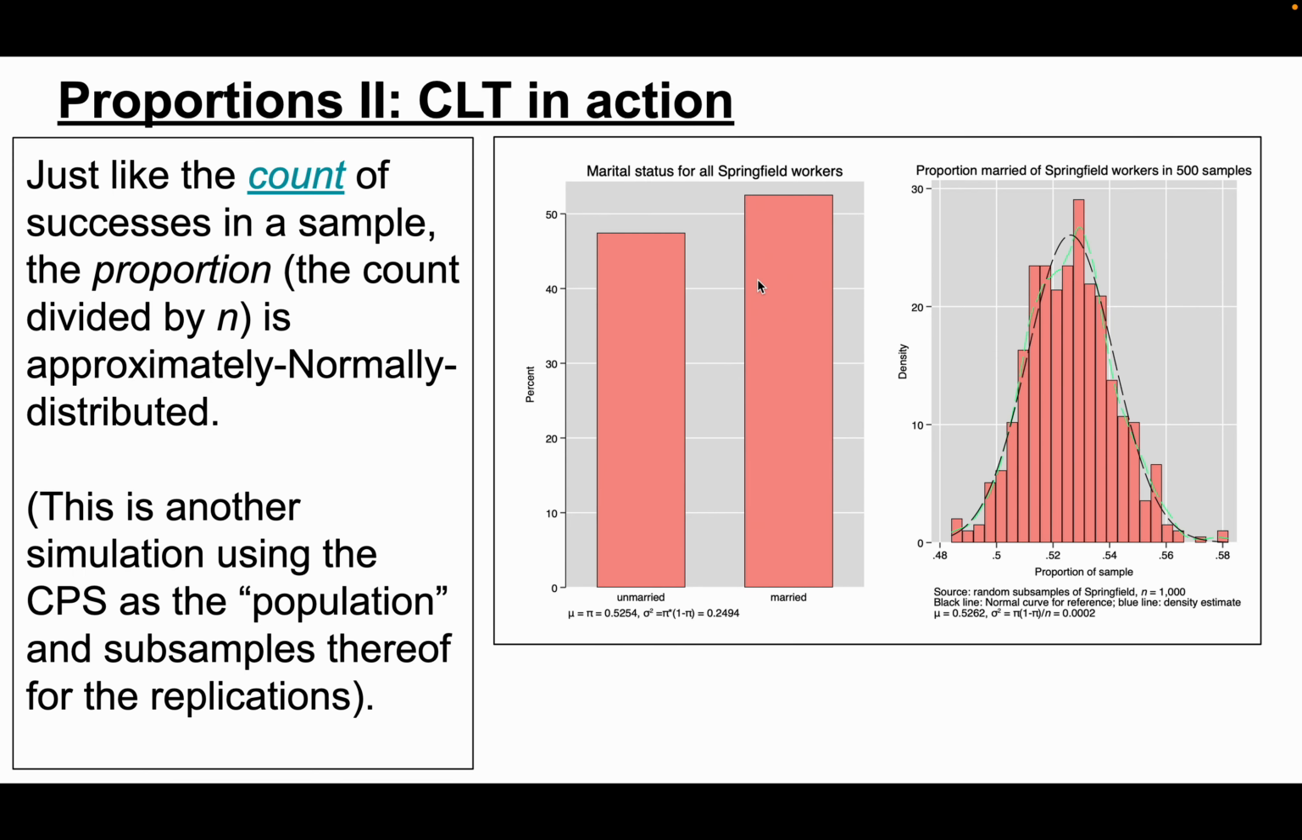So on the left, we've got the marital status for all Springfield workers. And then on the right, we've got the proportion married to Springfield workers in 500 samples, each of size n equal to 1,000. Note here that on the left, we've got this nice fact that the mean of this population level distribution is equal to 0.5254, and that's also equal to the probability of someone being married. It's just 0.5254.